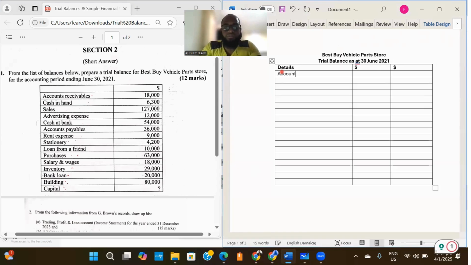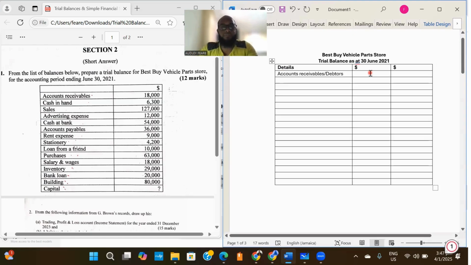So we have accounts receivables. Another name for accounts receivables is debtors, because you're getting cash from them. They owe you money. And of course, it's an asset, and the asset should always be debited in the trial balance. The next one is, of course, your cash. And your cash is also an asset, so therefore you're going to debit the cash account, 6,300.